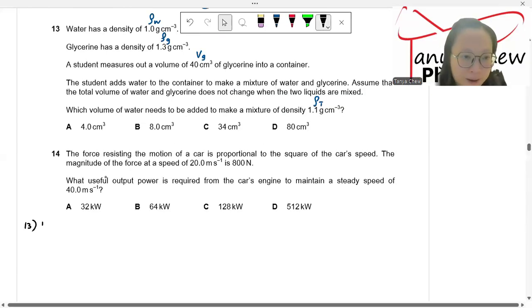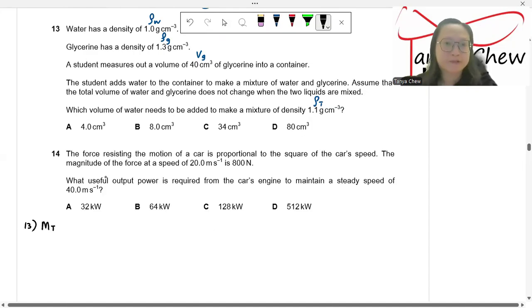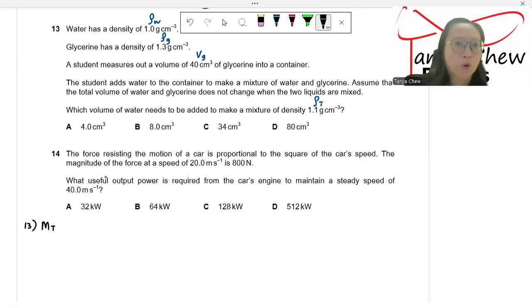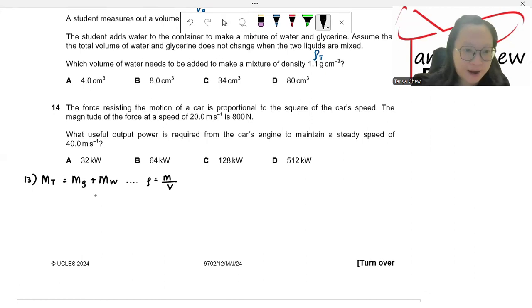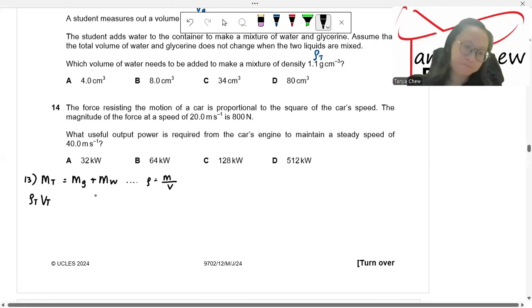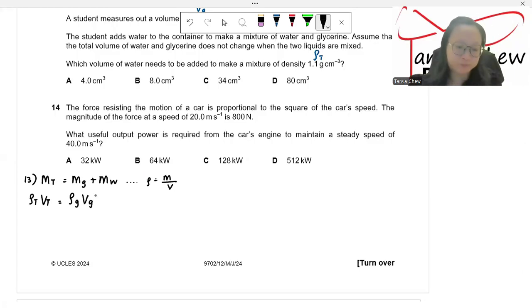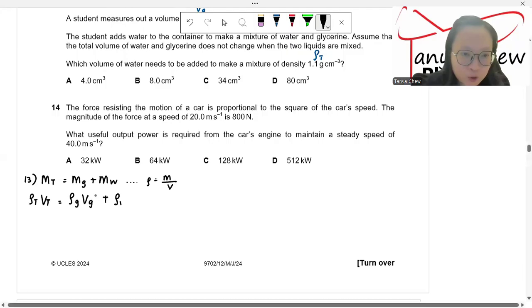I'm going to use the total mass first, because the total density depends on mass and volume, right? So the total density would be the total mass divided by the total volume. Total mass is the mass of the glycerin plus the mass of water. And I know that density is equal to mass over volume. Here, I replace: total mass would be total density times total volume, which equals the mass of the glycerin, which is density of glycerin times volume of glycerin, plus density of water times volume of water.